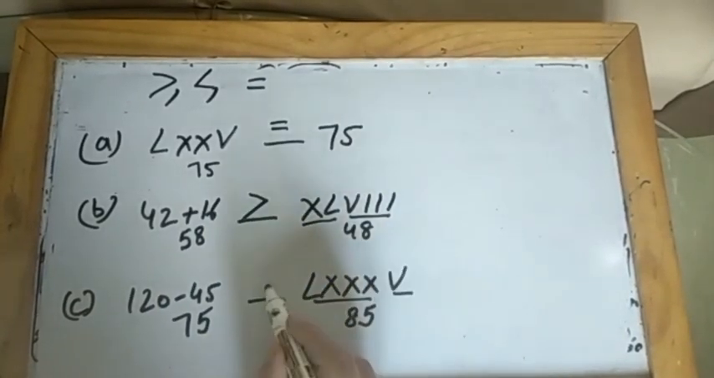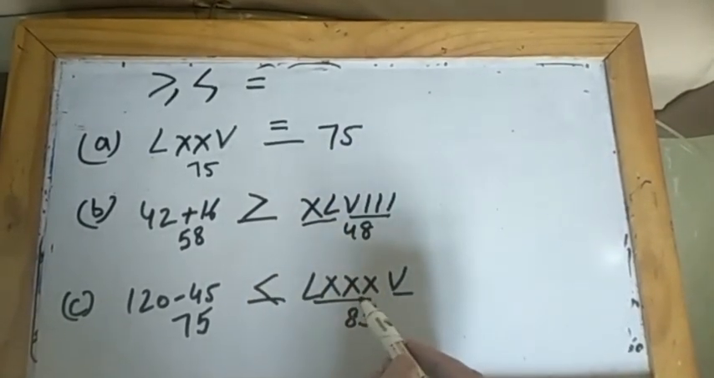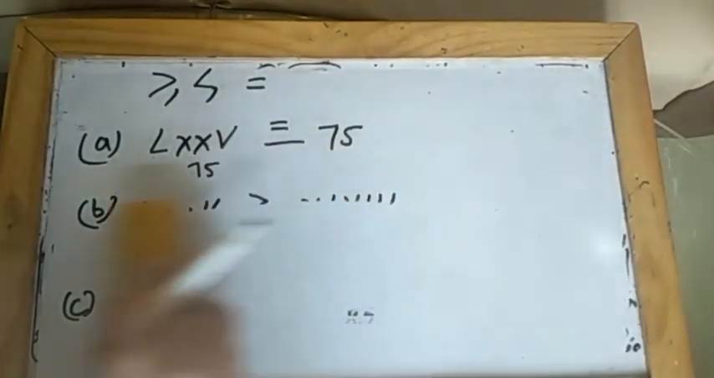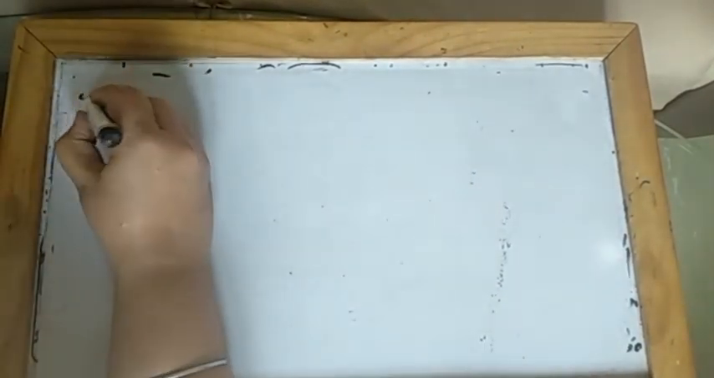So which is bigger? 85 is bigger. So you write the sign like this. So this is bigger, so the sign goes like this. Okay, so this was your fourth question. Now come to the fifth question.